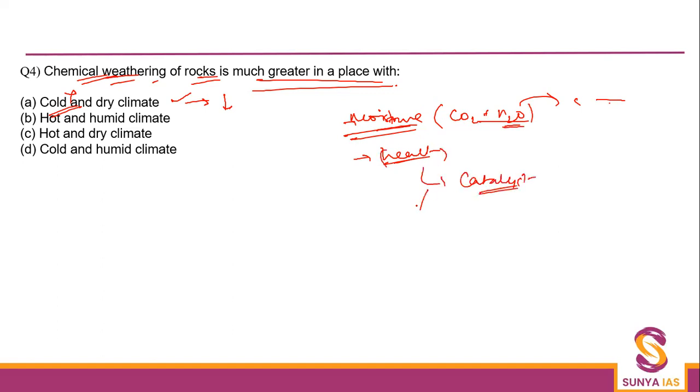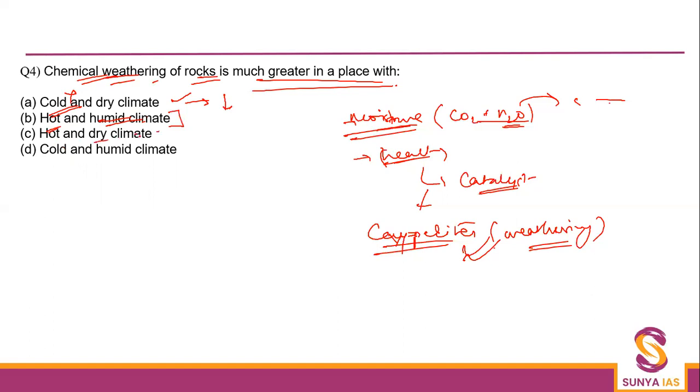It expedites the process of weathering. In chemical weathering also, this is required. So the first statement will not be correct. The second statement is hot and humid climate. This can be the right option. The third is hot and dry climate. Again, dry. In a dry climate, chemical weathering will not be sustained, not at all. So C is not correct.